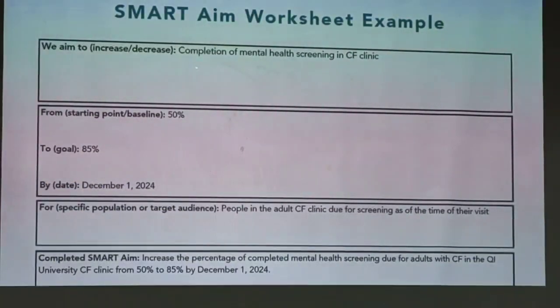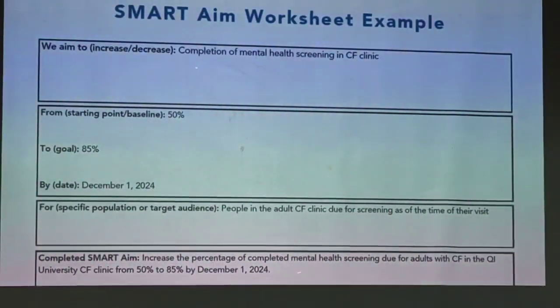So here's a worksheet where you can use this. You start with, we aim to, okay, increase the completion of mental health screening in our CF clinic from, well, our starting point. You need to know where you were starting from. From 50%, what's our goal? 85%. By when? December 1, 2024. So you put this together, for whom, okay, our target audience is people in the adult CF clinic due for screening at the time of our visit.